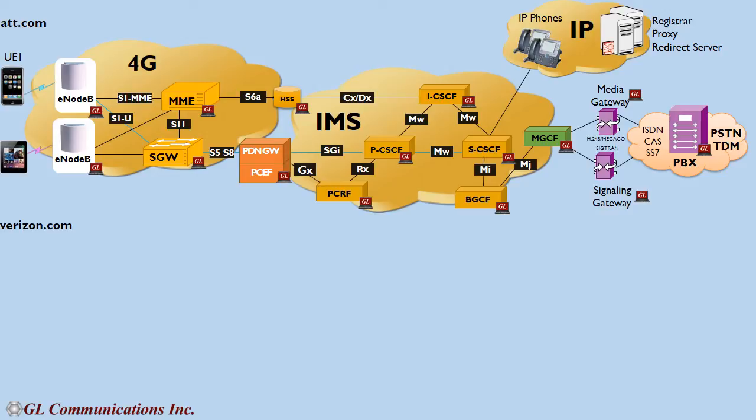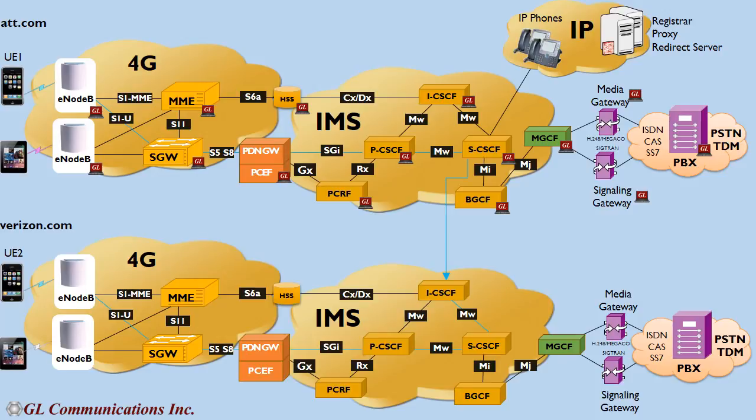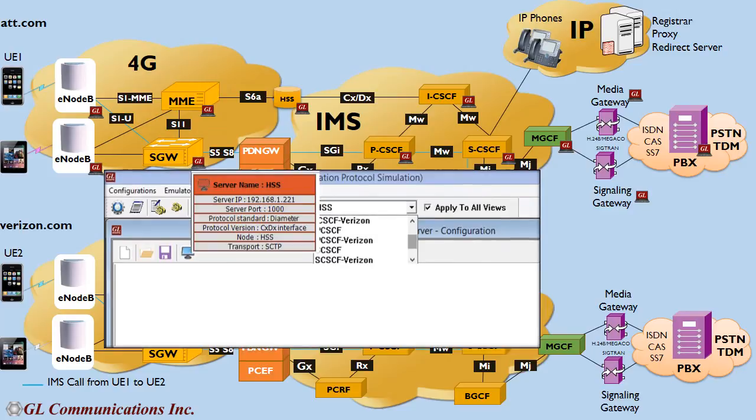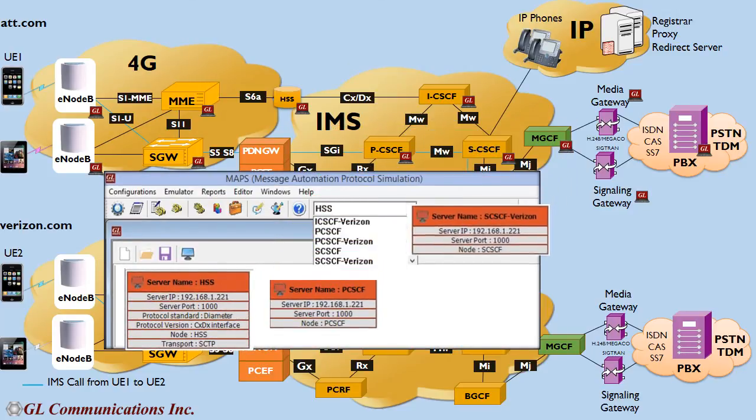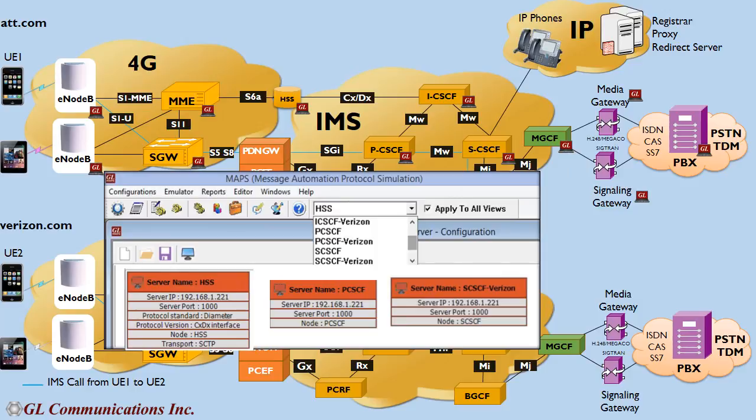GL's MAPS supports simulation of all these nodes to achieve an end-to-end call simulation over an LTE IMS network. Such a Voice over LTE call can be within the same network or between two different service providers. As you can see here, each node can be controlled remotely by a centralized controller with a simple drag-and-drop operation.